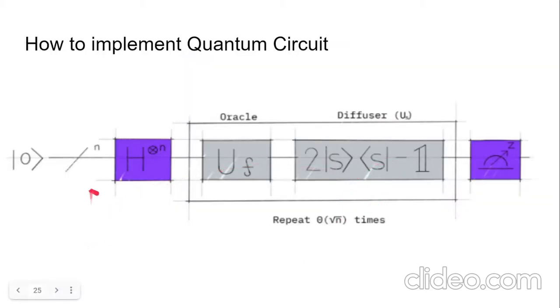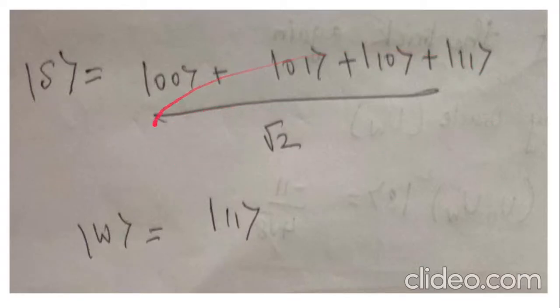So to summarize, this is the circuit: the oracle for the phase inversion, and this is sometimes called the diffuser, which does the job of inversion about mean. This is repeated around root N times. Now with our previous example, we will see how to implement it using quantum circuits. We'll take the same example, a superposition of 2 qubit states and the winning state as 11.